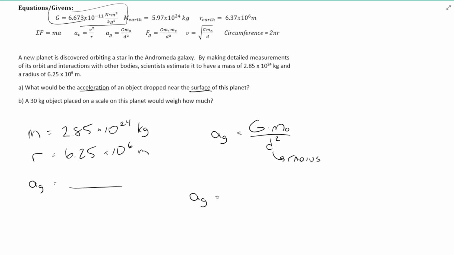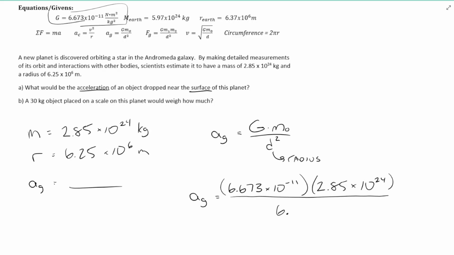We can take that AG, which is what we want. We're going to plug in G, 6.673 times 10 to the negative 11. That's our gravitational constant, G. The mass of our planet that's causing the gravitational field is 2.85 times 10 to the 24 kilograms. And we're going to divide that by the distance to the center of that object, which in this case would be the radius, 6.25 times 10 to the 6. And don't forget that that is always squared in this equation.